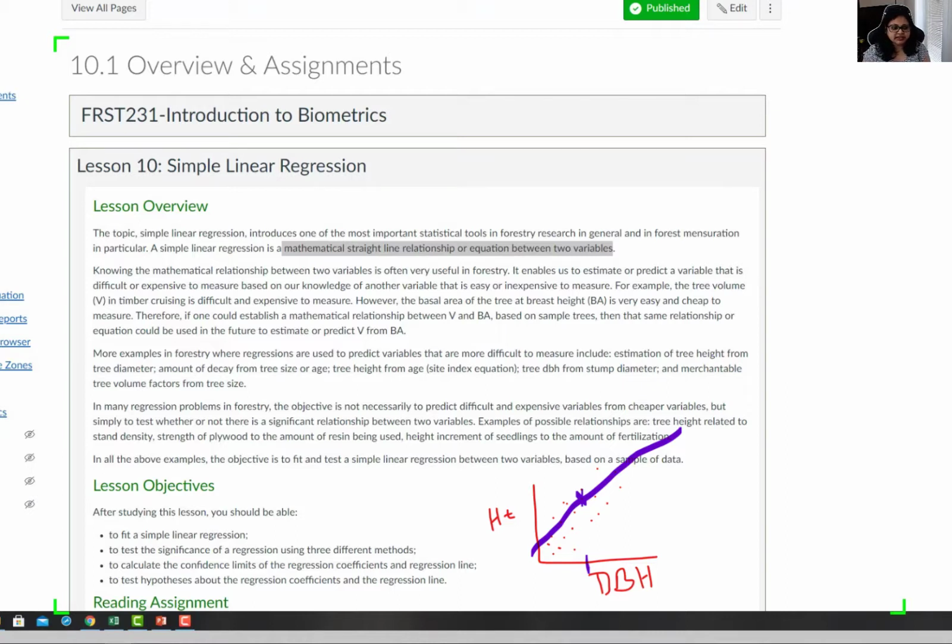Another reason is that sometimes the variable we are looking at is really expensive, or it's not possible to collect it. So let's say in a dense forest, sometimes it's difficult to find height, but it is easy to find DBH. For that reason, sometimes we just collect some samples, and then we develop the model using the sample data set, and then we try to see, if we have the other DBH values, what would be the height for that.